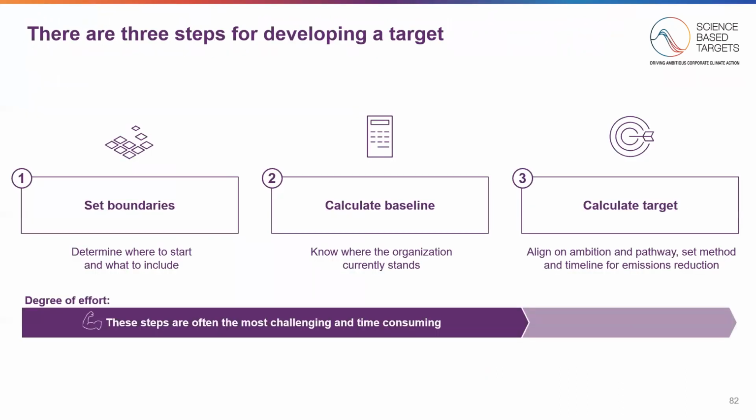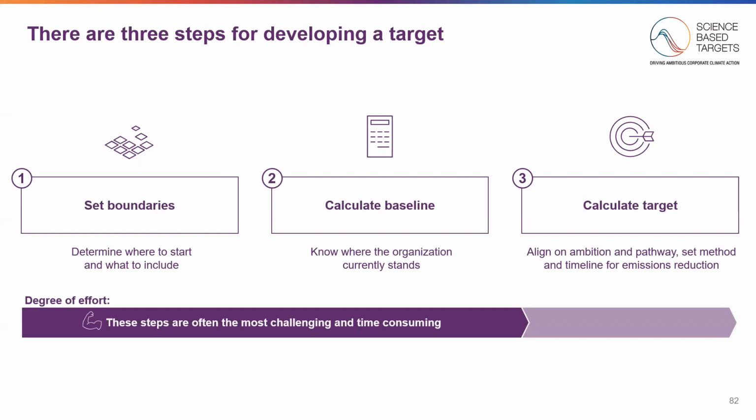As a reminder, there are 3 steps for developing a target. And setting targets for Scope 3 financed emissions utilizes the same 3 steps as in Scope 1, Scope 2, and Scope 3 operational emissions. And these are setting boundaries, calculating the baseline, and calculating the target.